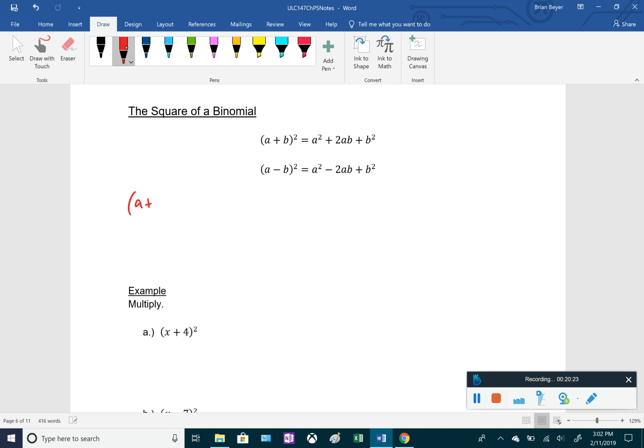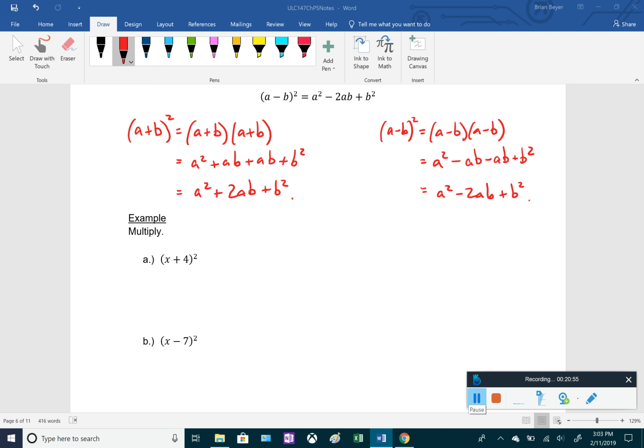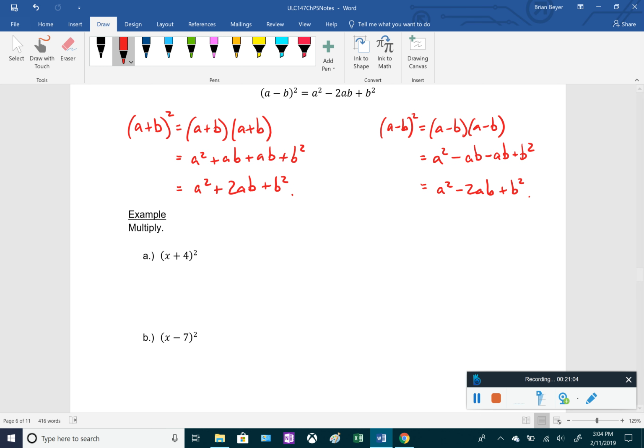So if you forgot about how to do this shortcut, you just use the fact that a plus b squared is a plus b times a plus b. You FOIL it out, you get a squared plus ab plus ab plus b squared. The two middle terms combine, you get a squared plus 2ab plus b squared. Then you could do the same thing for a minus b squared if you want also, which I actually just threw in here for you. So a minus b all squared is a minus b times a minus b. FOIL it out and you get a squared minus 2ab plus b squared.